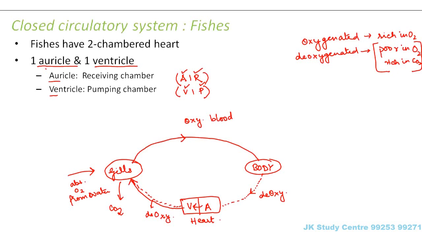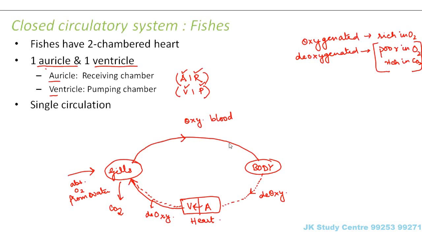The fishes have only a 2-chambered heart, because in this case we see that as soon as the blood comes out from the gills, it is immediately circulated to the body. So it doesn't go anywhere else for any other process. So that is why we do not really need many additional chambers. That is why fishes have only a 2-chambered heart. So it is clear how the circulation takes place in case of fishes.